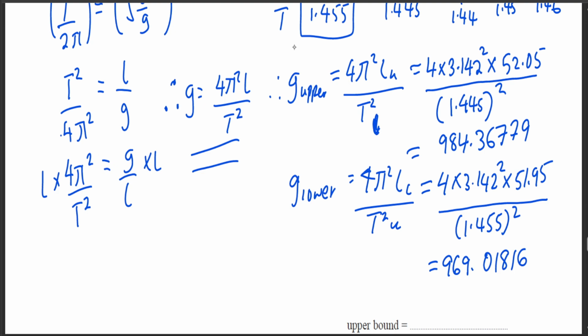But now what's the question, by the way? You haven't seen the question. The question is asking us to work out the upper and lower bound for the value. So the upper is basically this one, 984.367, maybe 8. The lower is 969.0182, maybe. So those are your answers.